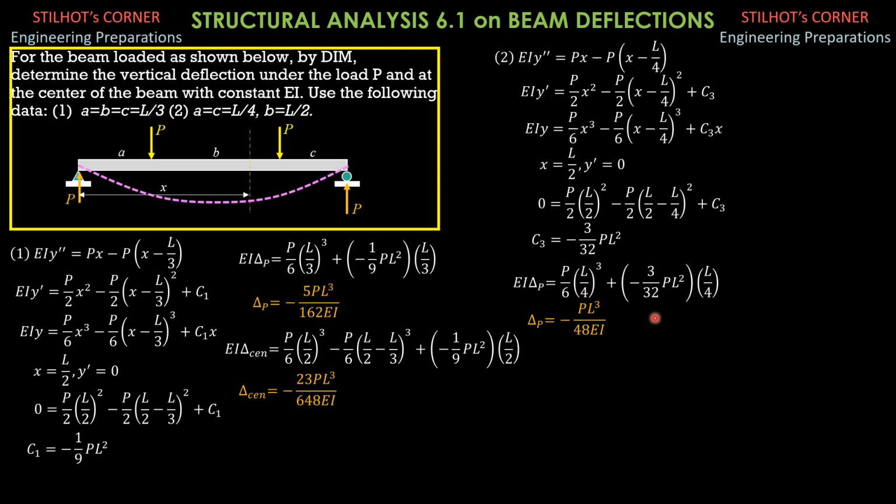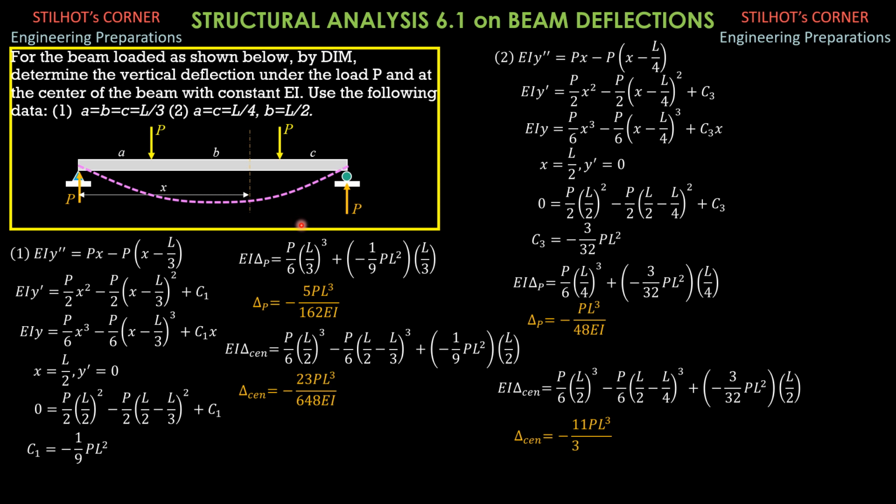Then at the center, x is L over 2. So EI delta at center is P over 6 L over 2 quantity cubed minus P over 6 quantity L over 2 minus L over 4 quantity cubed plus negative 3 over 32 PL squared times L over 2. So the deflection at the center for this case is equal to negative 11 PL cubed over 384 EI.